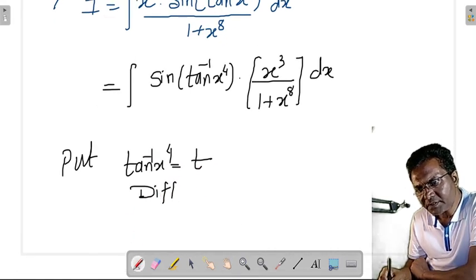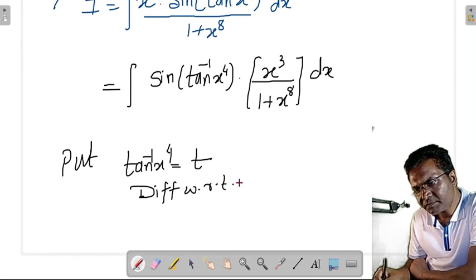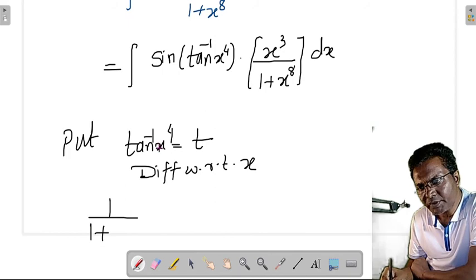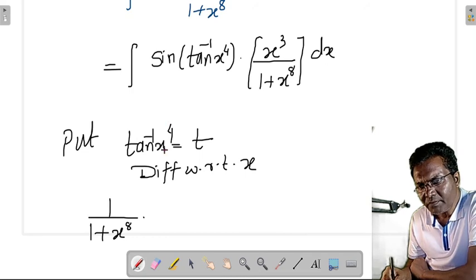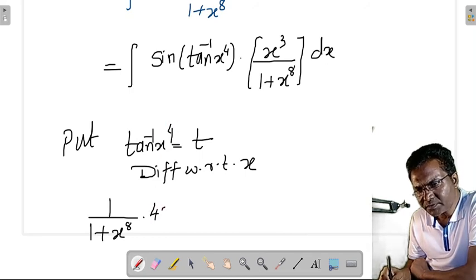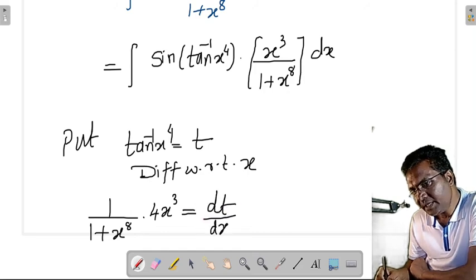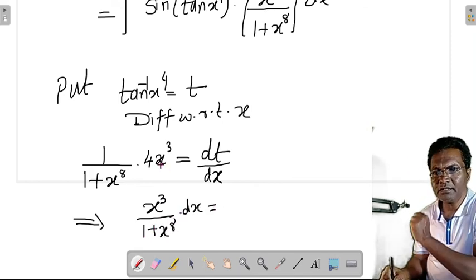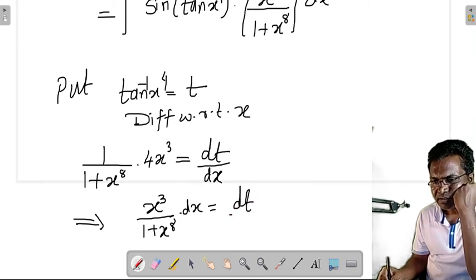And if we differentiate with respect to x, what will you get? The derivative of tan inverse is what? 1 by 1 plus the square of this. The square of x power 4 gives x power 8, into the derivative of this, because it is a composite, 4x cube, equals dt by dx. Okay, now see here, this can be kept as x cube by 1 plus x power 8 into dx equals, bring this 4 down, dt by 4.